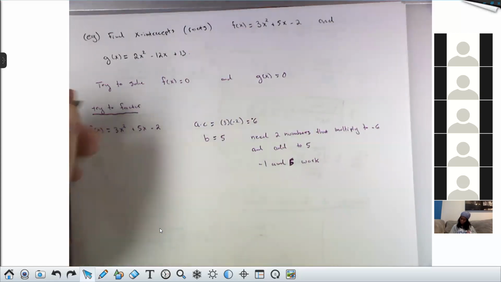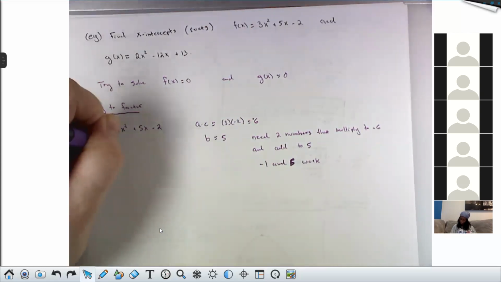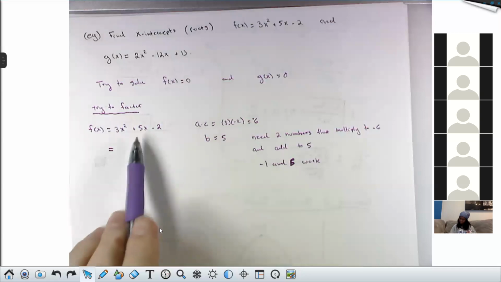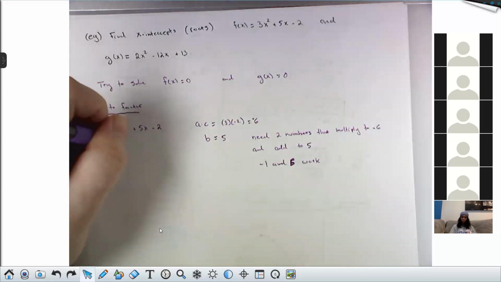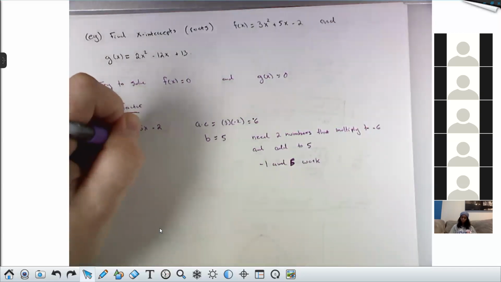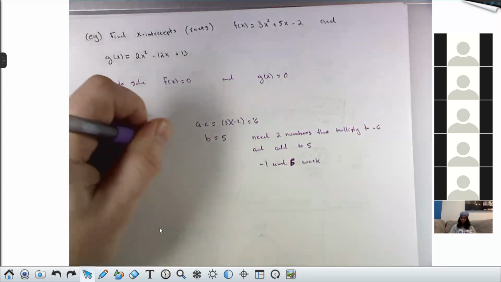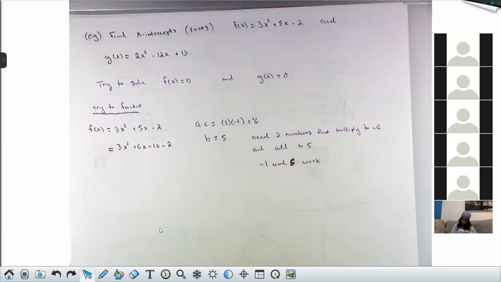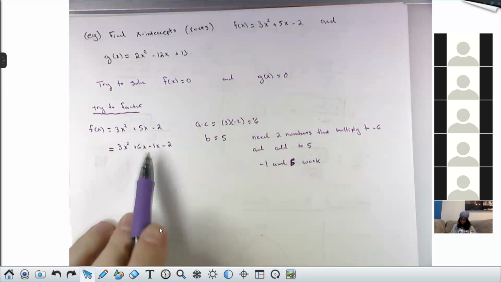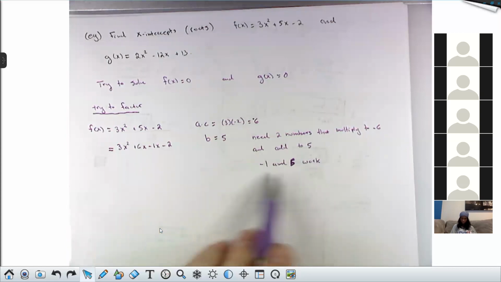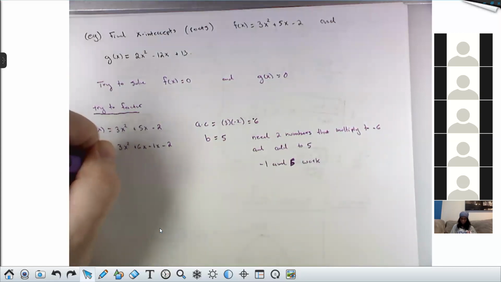What we do with those two numbers, we come back over here and we use them to rewrite the middle term. So I write this as 3x squared plus 6x minus 1x minus 2. I can do that because they add up to the middle guy, right? I rewrite 5x as plus 6x minus 1x. That's what I do with these two numbers. And then you factor by grouping.